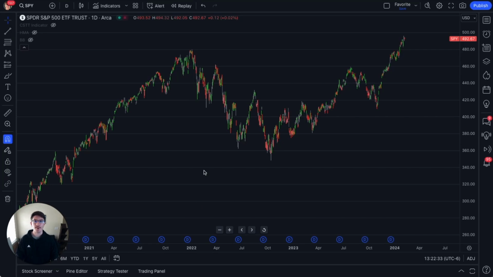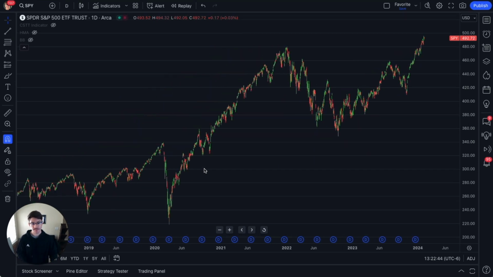Hey team, I want to walk you through Technical Analysis 101. What in the world is this? It's essentially chart reading, but I want to break it down to its most essential and most basic forms so that anybody can understand it.